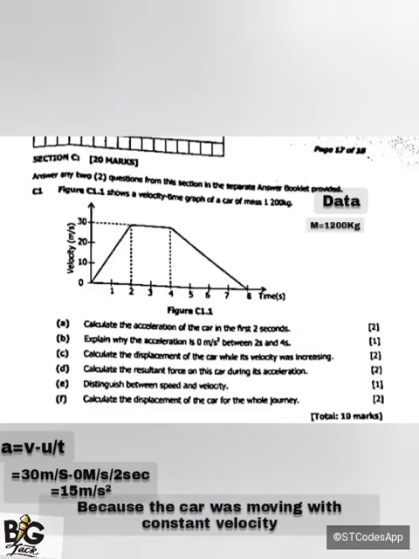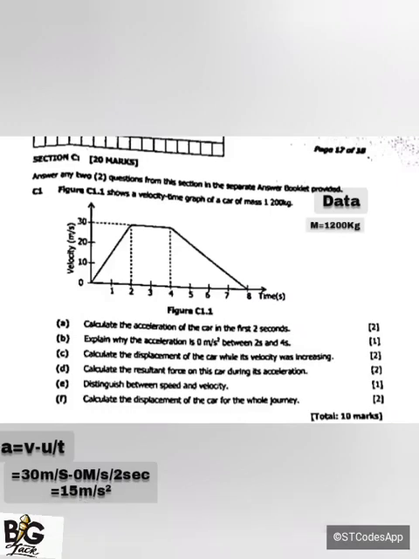As for C, it says calculate the displacement of the car while its velocity was increasing. While its velocity was increasing, it is from 0 up to 30 meters per second, which is the speed, and the time is 2. When you're calculating the displacement or the distance on the graph, we say area under the graph is equal to distance. The area under the graph is equal to what? Distance or displacement. Now as you can see here, when the velocity was increasing, we have the triangle, not the rectangle. So the area of the triangle is equal to 1 over 2, which is half, multiplied by breadth multiplied by height. Our breadth here is from 0 up to 2.